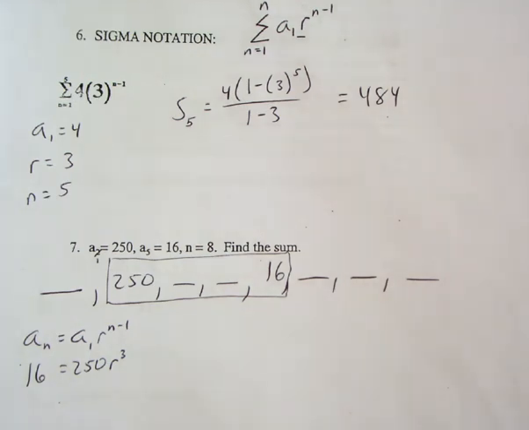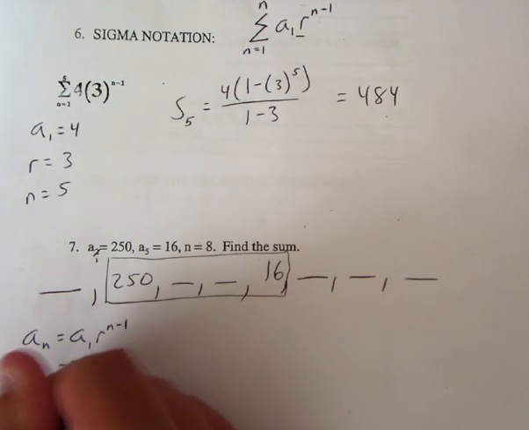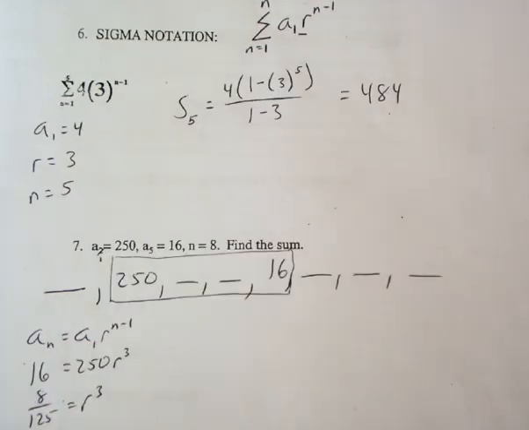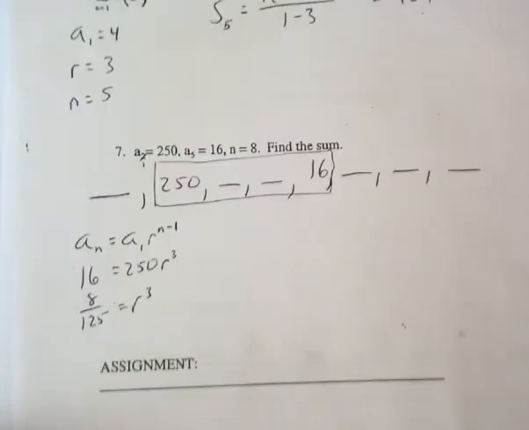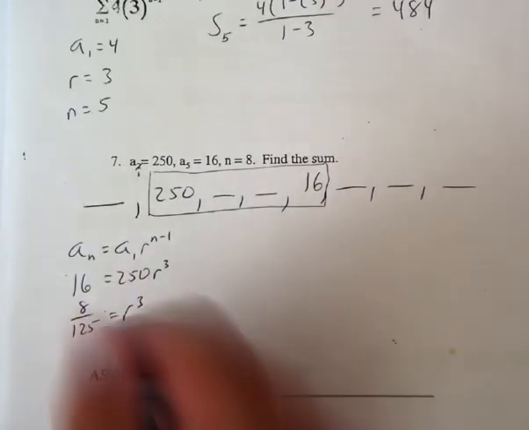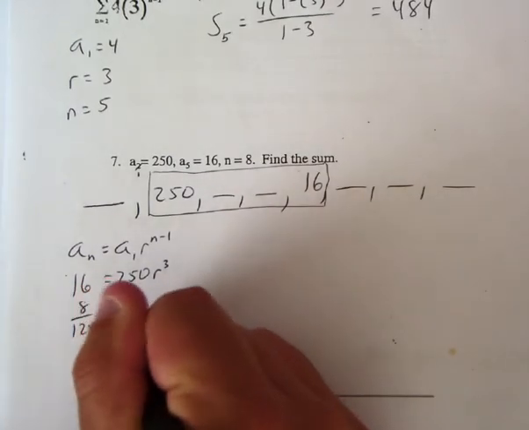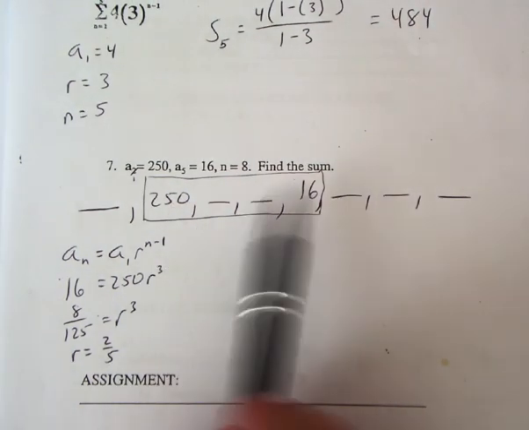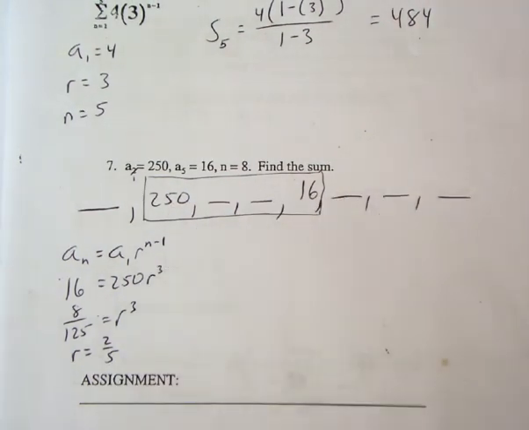I don't like decimals. You guys know that by now. So, if I want to keep this in terms of fractions, we could divide by 250, which is, if you reduce, 8 over 125. And then we can cube root both sides. So the cube root at the top and the bottom, r is 2/5. Right there. That means that this sequence is being multiplied by 2/5 as we keep going.